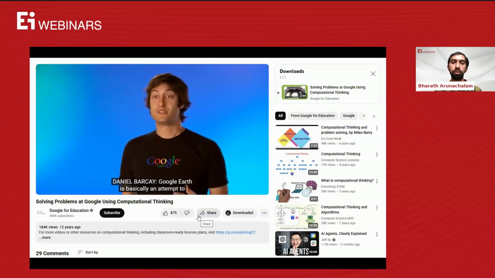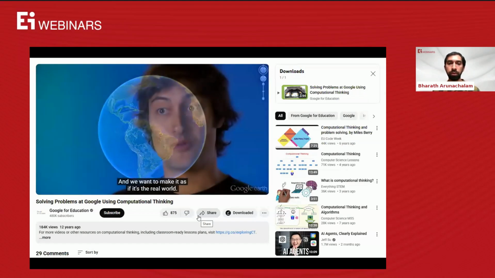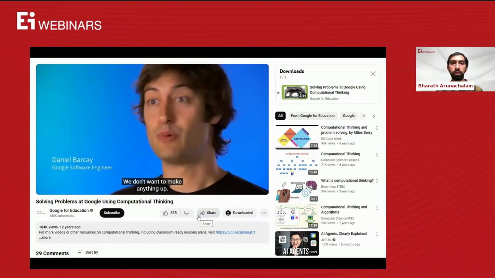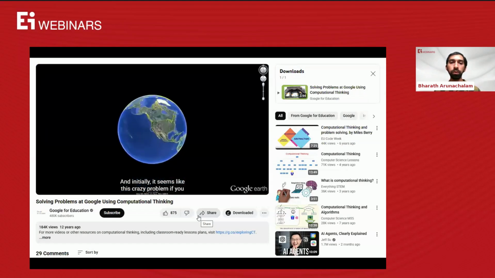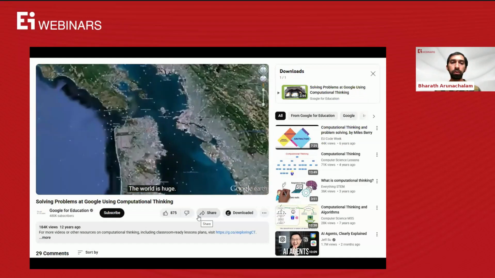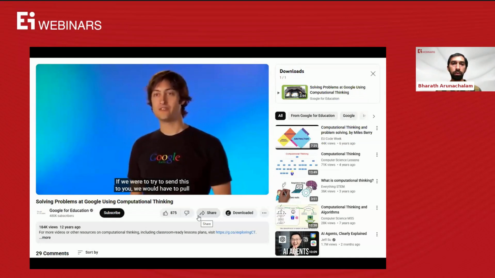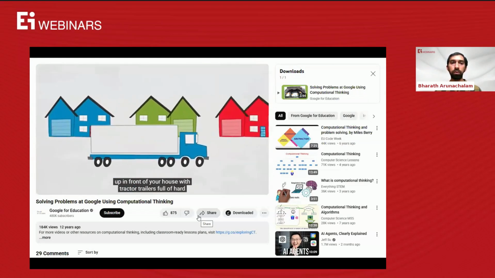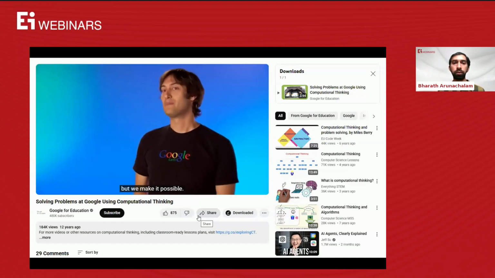Google Earth is basically an attempt to recreate the whole world in 3D. And we want to make it as if it's the real world. We don't want to make anything up. We don't want to create anything or invent anything. We want to make it the real world. And initially, it seems like this crazy problem if you really think about it. The world is huge. It takes a tremendous amount of data. If we were to try to send this to you, we'd have to pull up in front of your house with tractor trailers full of hard drives of all the images. So it seems kind of impossible, but we make it possible.